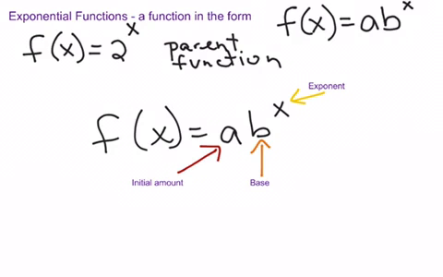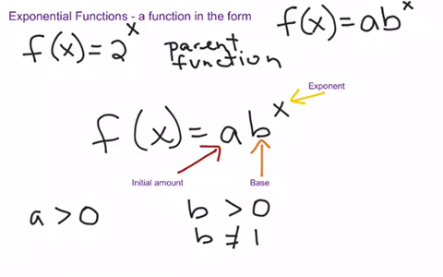So there are a couple of things that we need to know about our a, b, and x in this situation. The a has to be greater than 0. The b has to be greater than 0, and b cannot equal 1. Why is that? Why would the b not be allowed to equal 1?